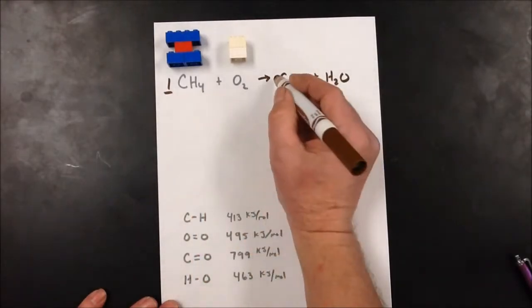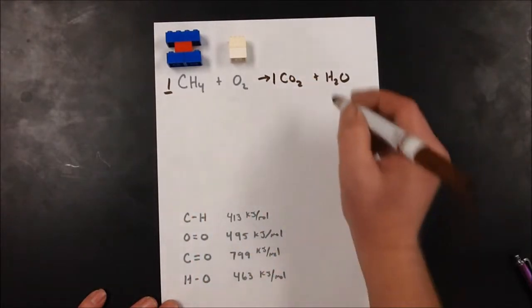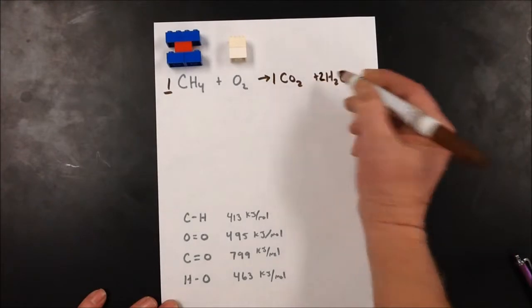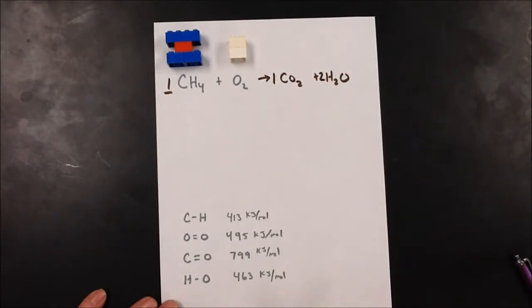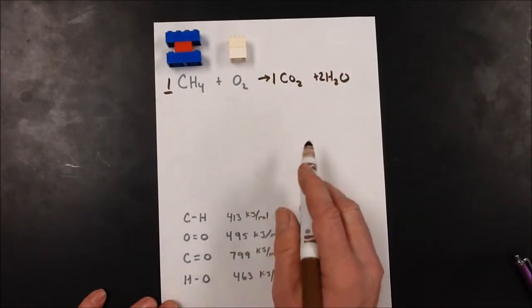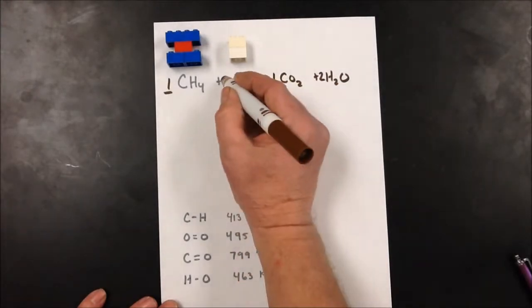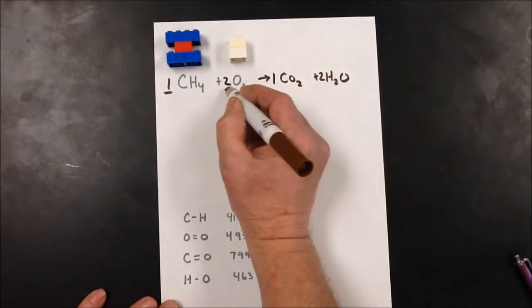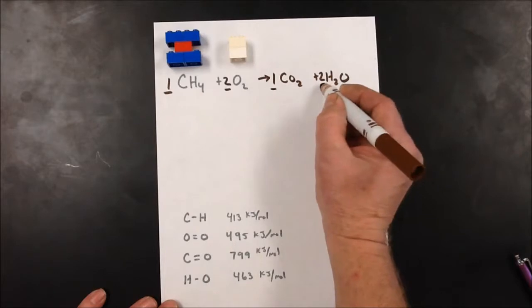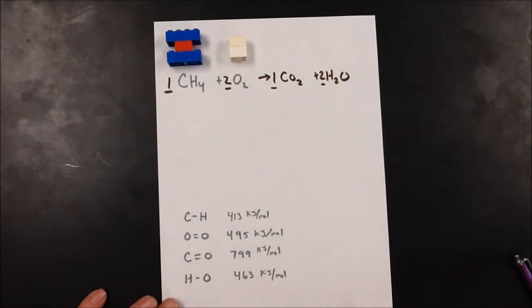So in order to balance that, I need 1 CO2. I need 2 H2Os. And then that's going to leave me with 2 O2. So the ratio there is 1, 2, 1, 2. And down here at the bottom, I've got some different bond energies given.